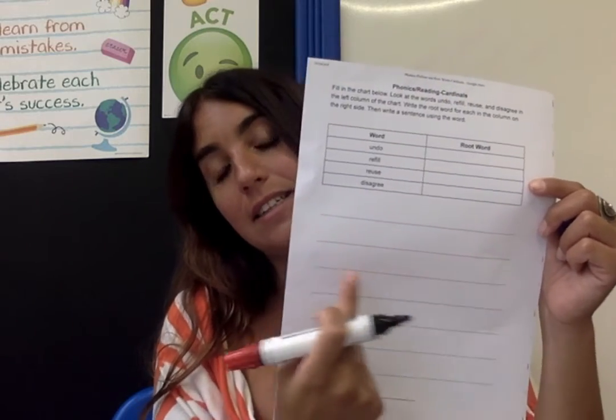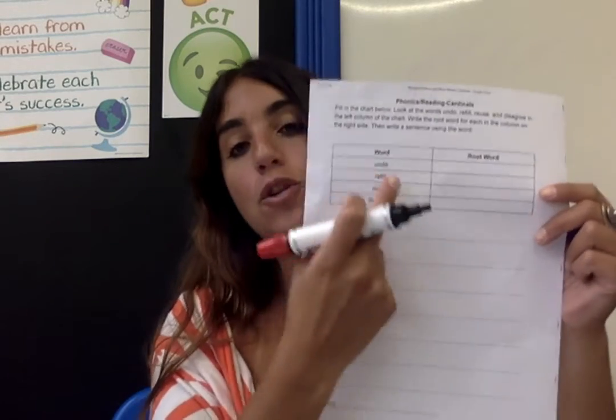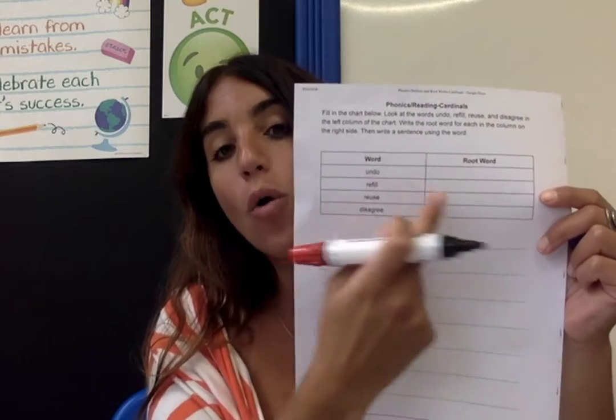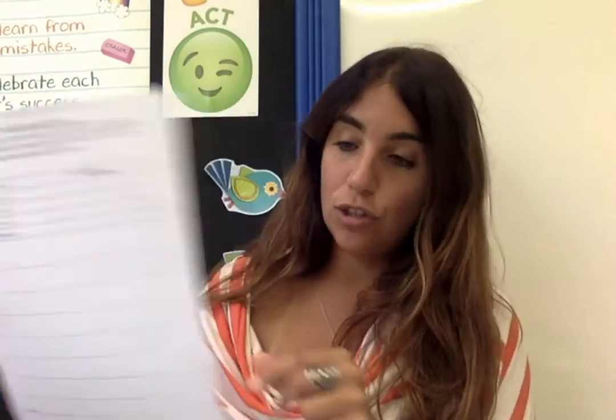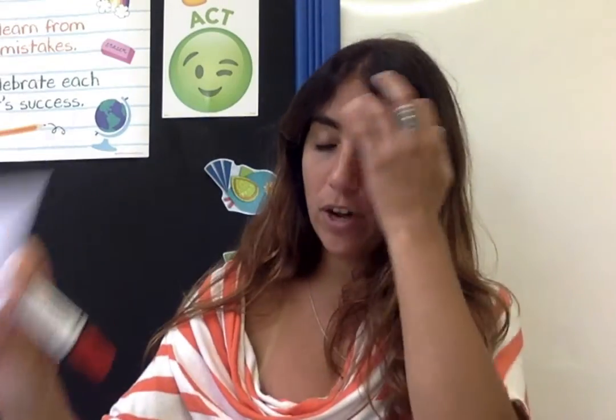So what you're going to do is you're going to fill out this chart, and then here you're going to write sentences that go with these words. Now you can use from this column or you can use from your root word column, okay? It's really up to you. Don't forget to write your name on your paper. And if you have any questions, you can watch this video again and you can ask me, okay?